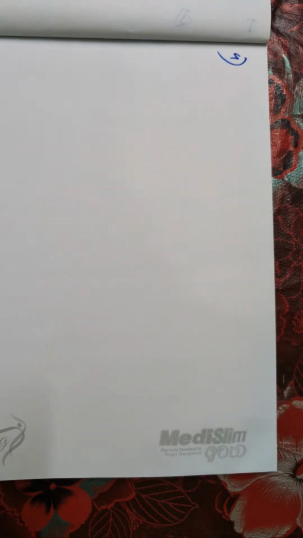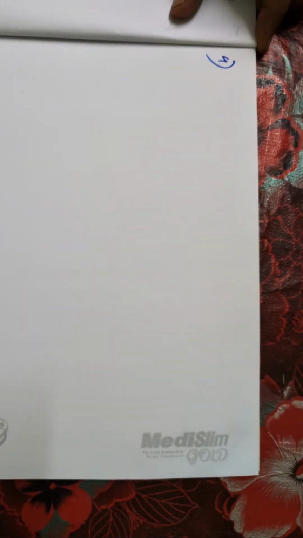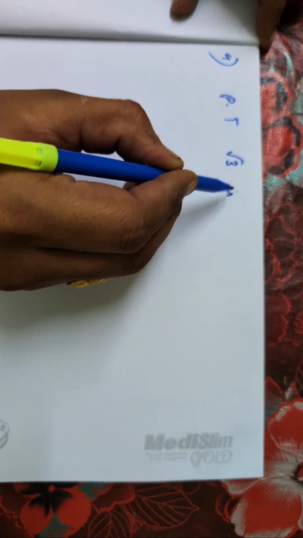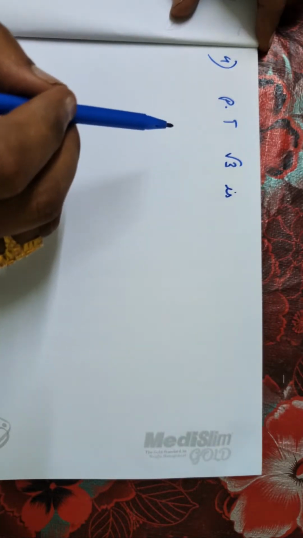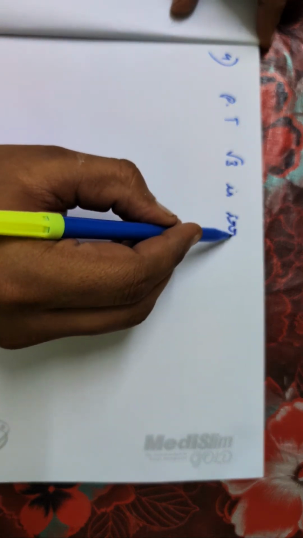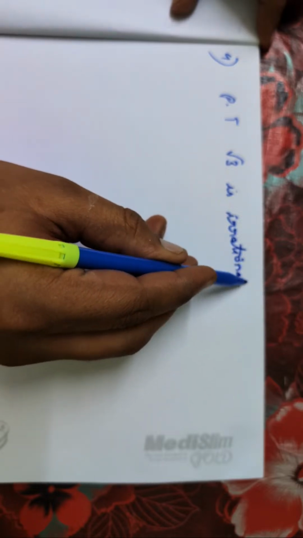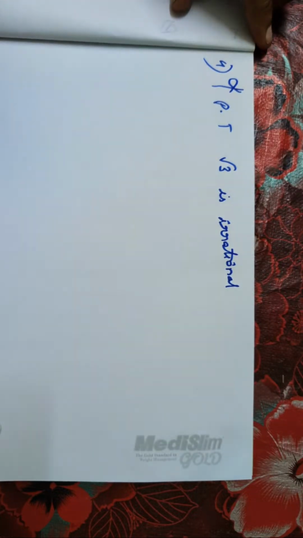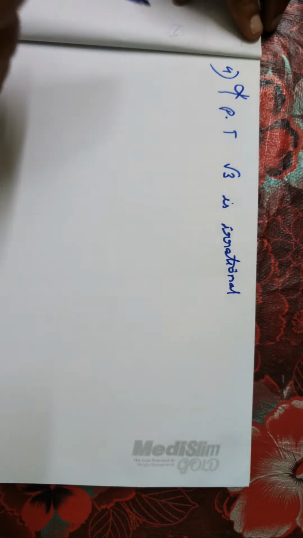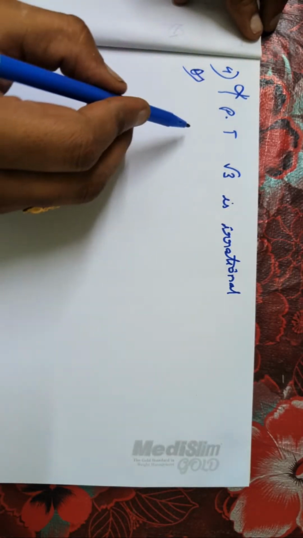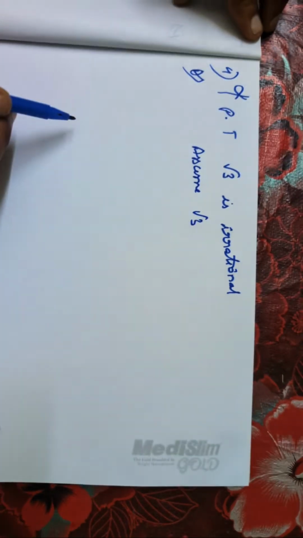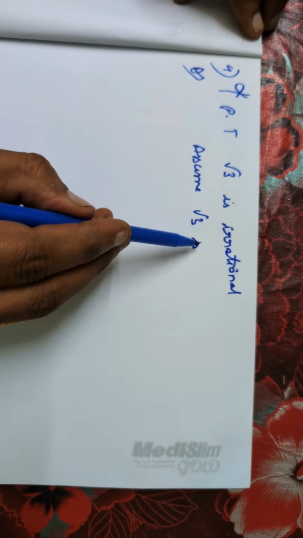They're asking, prove root 3 to be irrational. Prove that root 3 is irrational. This is a very important question, and you will definitely get at least one question of such type in your final exams. It can be root 2, root 3, root 5 or root 7. How to solve? First we need to assume in the reverse way that root 3 is rational.